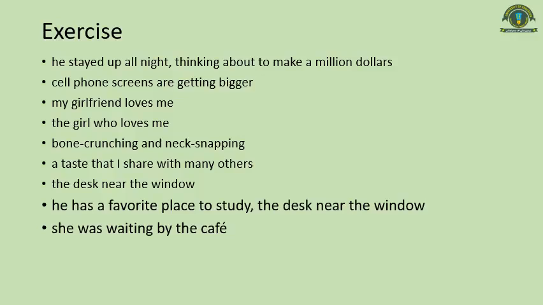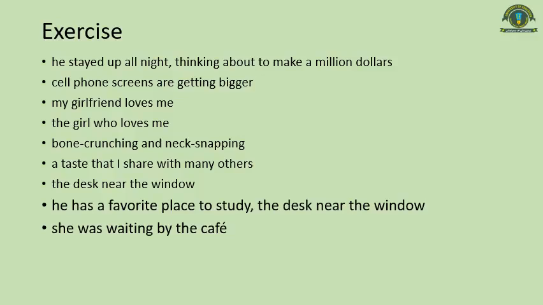The second one, cell phone screens are getting bigger. The third one is, my girlfriend loves me. The next, the girl who loves me. The next sentence, bone crunching and neck snapping. A taste that I share with many others. The desk near the window.